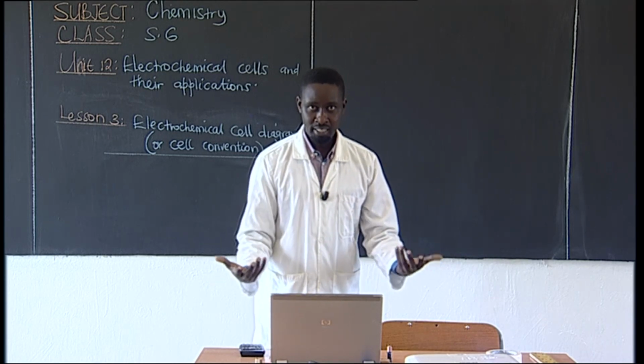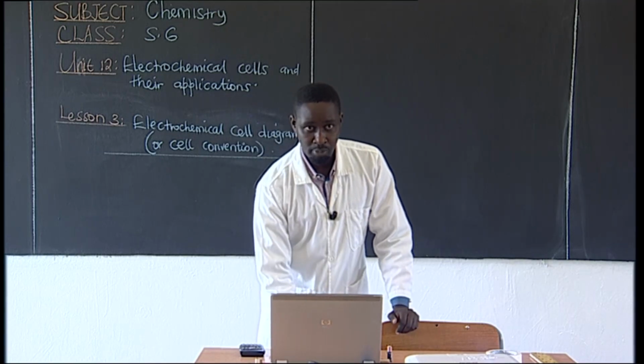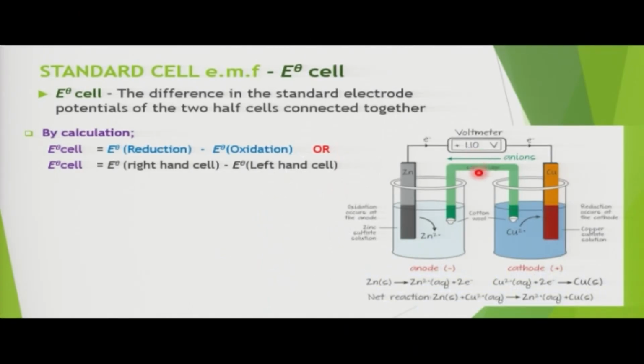Simply connect the half cells, and you will generate the potential difference. But if you don't have the materials to connect the half cells, then you can get the standard cell EMF by calculation. The standard cell EMF is the value for the reduction side plus the potential for the oxidation side.